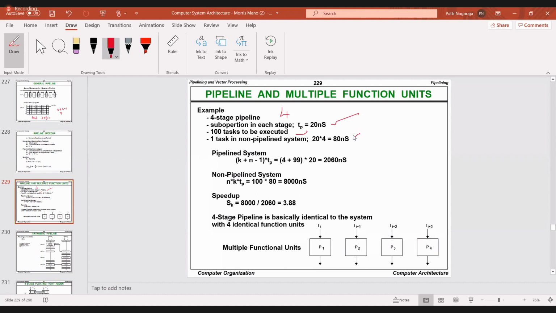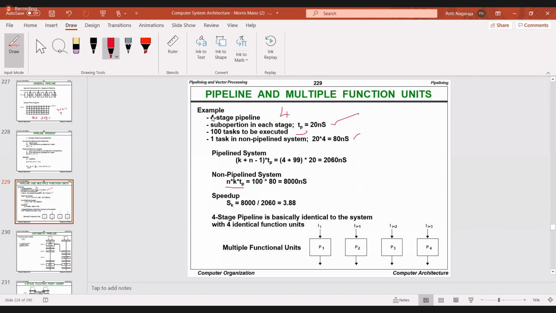In non-pipeline, one task is completed in 80 nanoseconds. So 100 tasks are completed in non-pipeline in 100 into 80, which is 8000 nanoseconds. The formula is n into k into tp. Here k is the number of segments, 4, and tp is 20, and n is 100 tasks. So 8000 nanoseconds. For pipeline, it is k plus n minus 1 into tp.